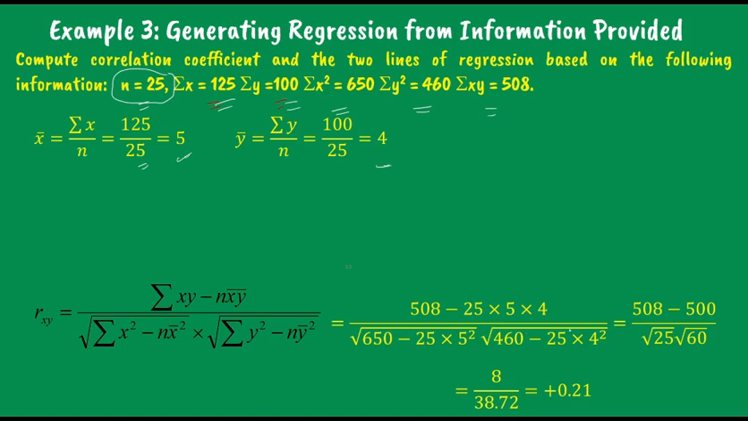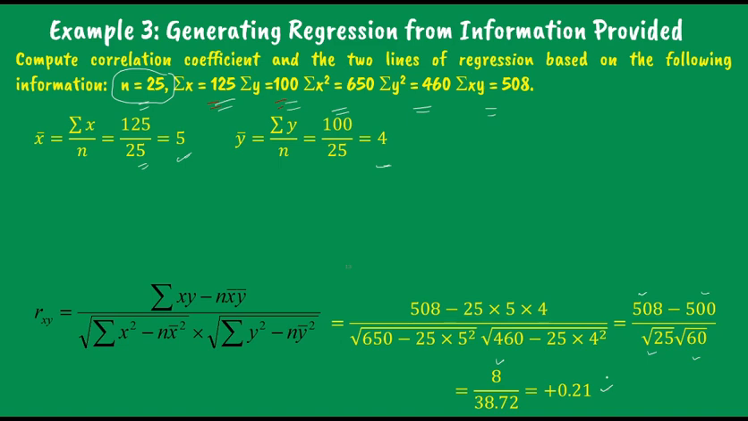Then I put it here, and we find this value 500, and then this is 25, and this is 60, and then this is 8, and the square root of 25 is 5, and the square root of 6 is 7 point something. So we can use the calculator to find it out and then take the product. Ultimately we get the correlation as plus 0.21.